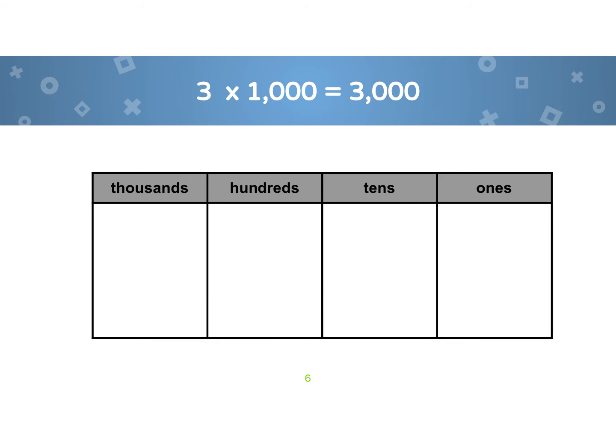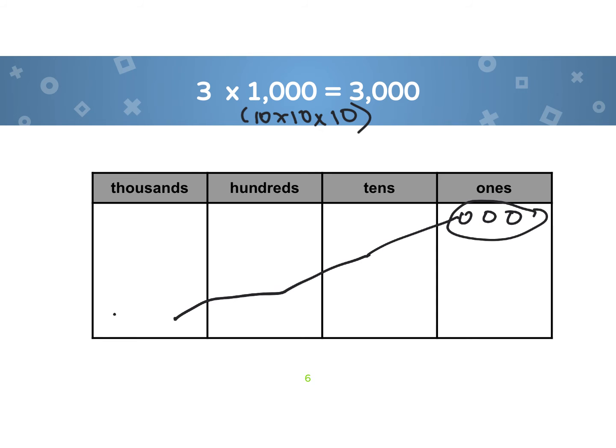If we look at this, we have 3 ones, and we can decompose this to 10 times 10 times 10 equals 1,000, and we're showing the same thing. Times 10 times 10 times 10 equals 3,000.